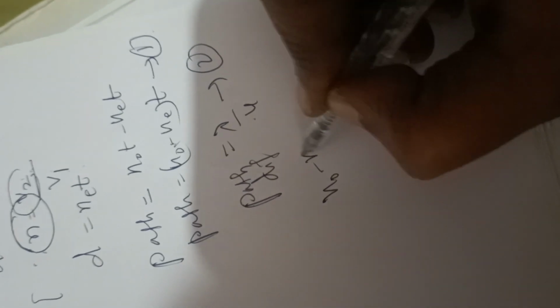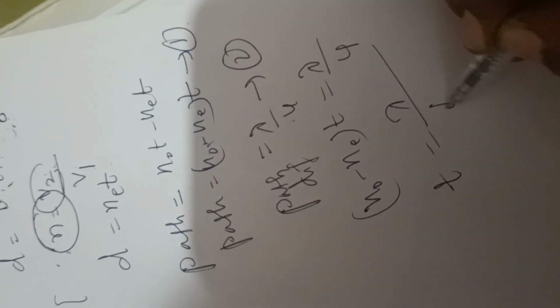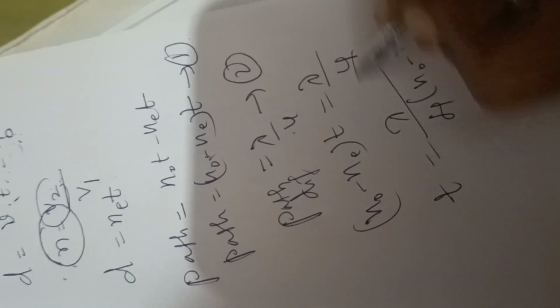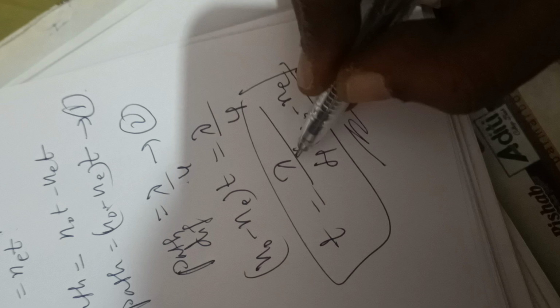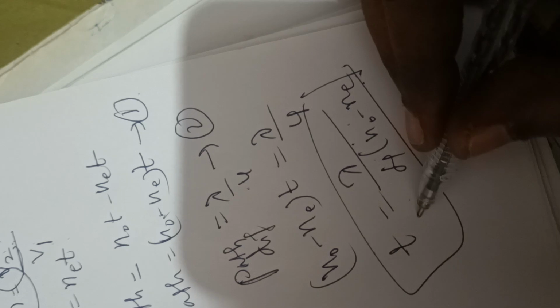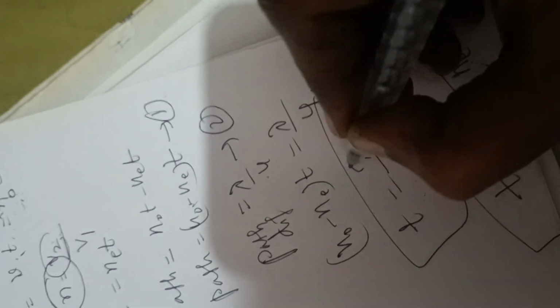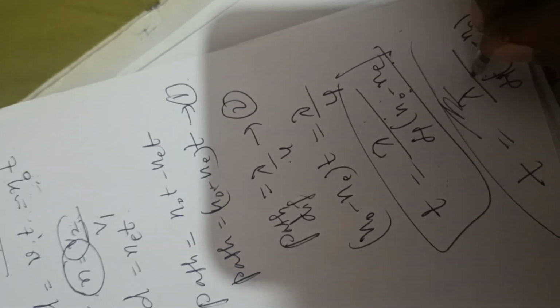Compare these two equations. What we get? (N0 minus Ne) times t is equal to lambda by 4, or t is equal to lambda divided by 4 times (N0 minus Ne). So this is the expression for the thickness of the negative quarter wave plate. Suppose the quarter wave plate is positive, what happens? The equation becomes lambda divided by 4 times (Ne minus N0). So this is the expression for the thickness of the positive quarter wave plate. This is for the negative quarter wave plate. This is for the positive quarter wave plate.